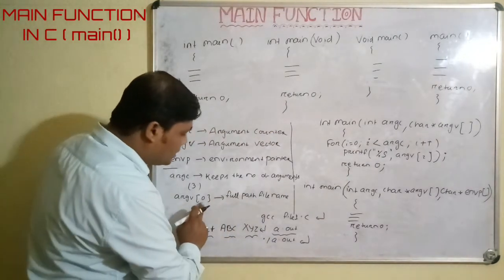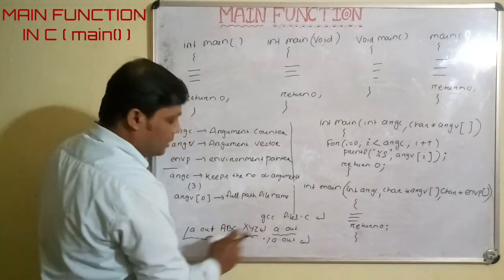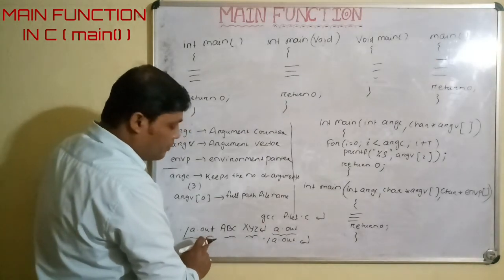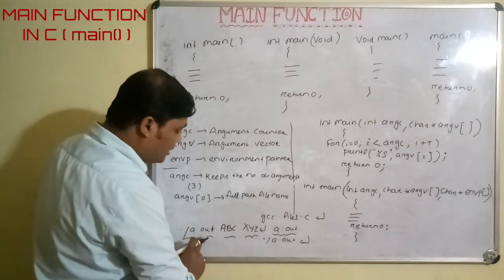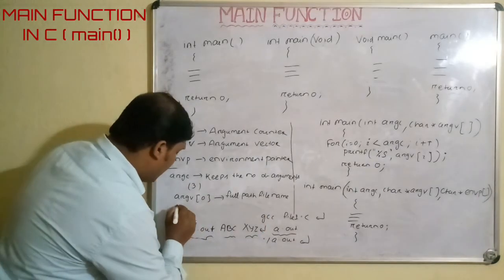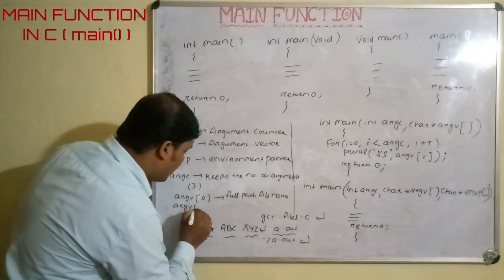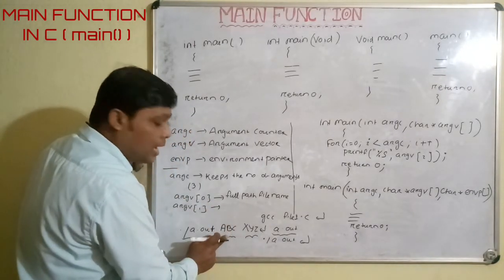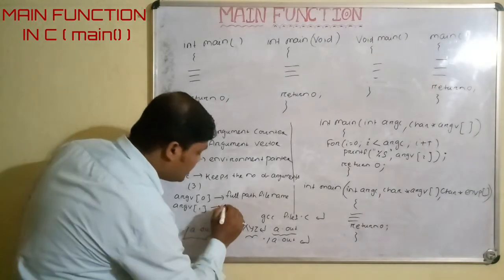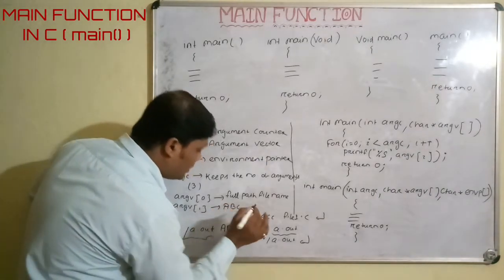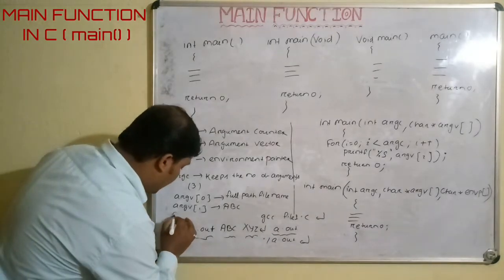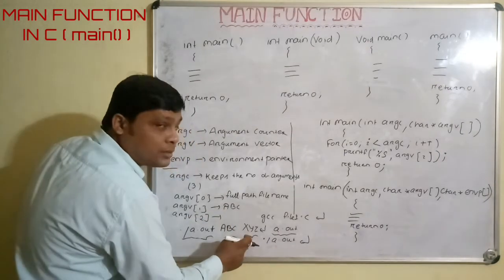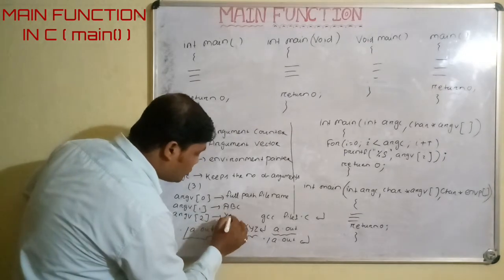So now argv 0 will print the full path file name. It will print ./a.out. It will print what? File name. That is ./a.out. Now see, argv 1 will print what? The first parameter passed after the file name. That is abc. Clear? Then argv 2, what will it print? Second parameter, that is xyz.